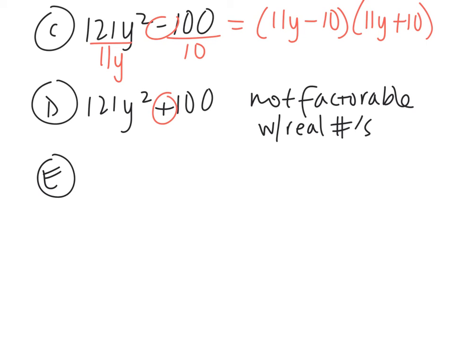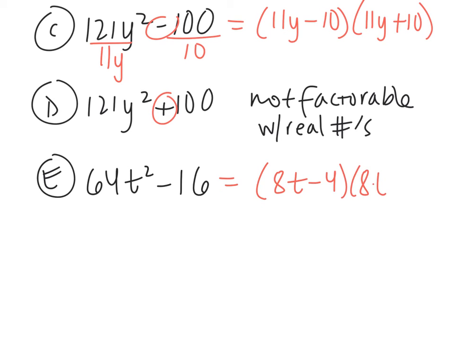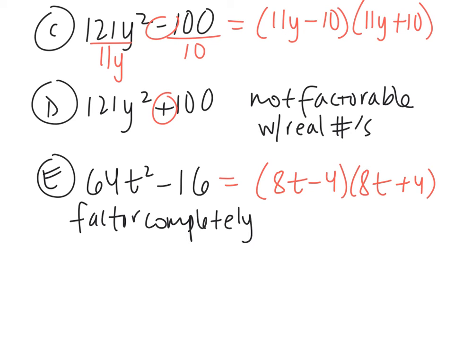Now, something that you might see is the following. This is difference of squares for sure, and this factors into 8t minus 4, 8t plus 4. You guys should be recognizing this right away. Now, if I'm told to factor completely, what that means is that there are no common factors left.